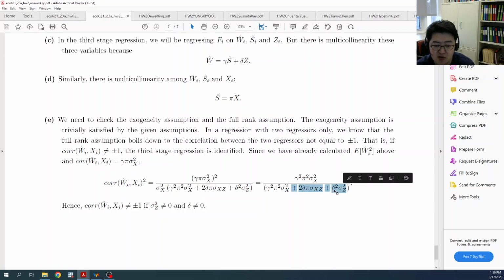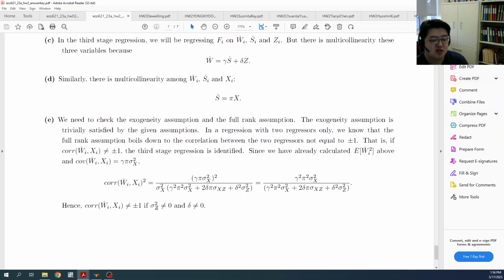So for this part to be non-zero, what you need is just these two assumptions. So actually, the main point is this part. If this guy is 0, automatically this part is also 0. So what you need is to have a non-zero term in here. Then the correlation will not equal 1. So that's the full rank assumption you need in this case. And this is intuitive. Delta is non-zero. First, this is obvious.